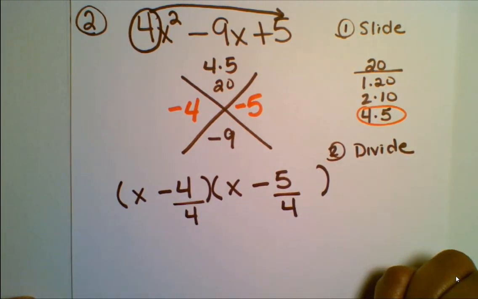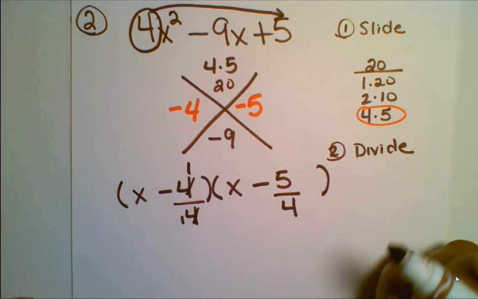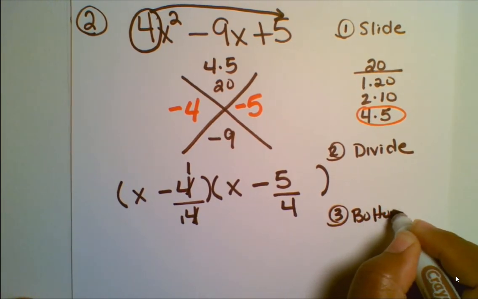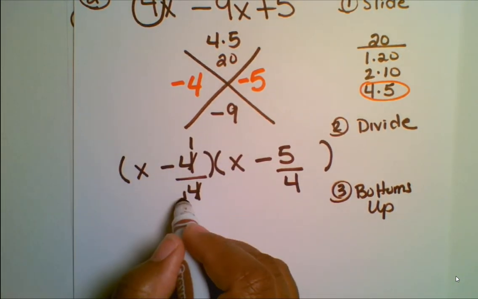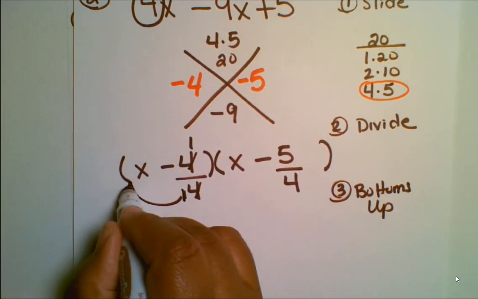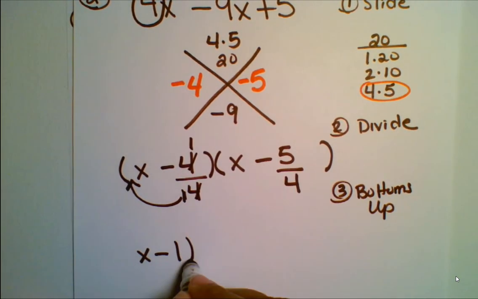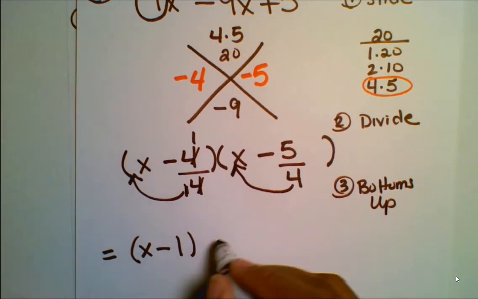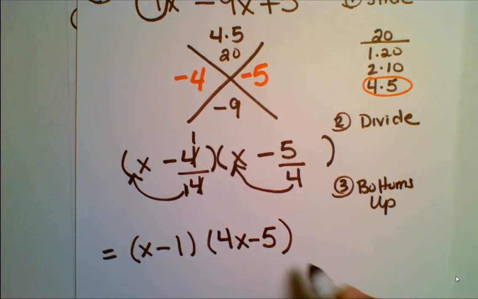So what can we reduce? We can reduce the 4 and 4. That reduces to 1. And then step 3 is bottoms up. We take the number from the bottom and move it up in front of the x. So this would be x minus 1 for the first parenthesis, and for the second parenthesis, move the 4 up to the x: 4x minus 5. And there we go. That is our answer.